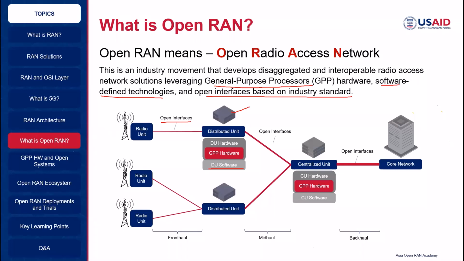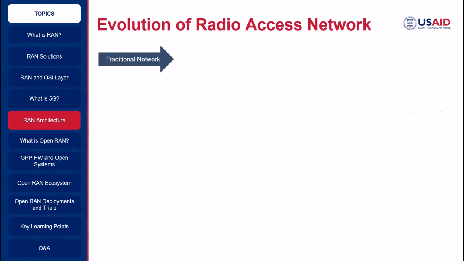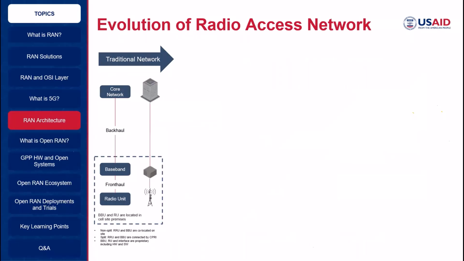Before we evolved to Open RAN, there was an evolution. What happened here? We started with the traditional network, the distributed RAN or D-RAN, where our baseband unit and radio unit are located in the cell site premises. And the equipment is all proprietary.